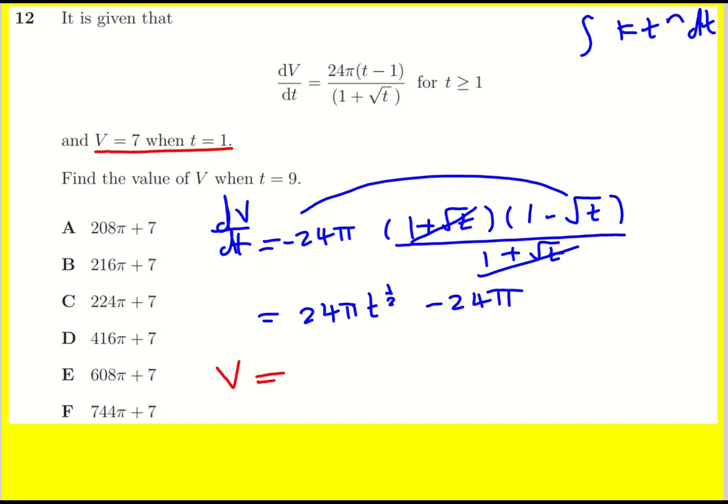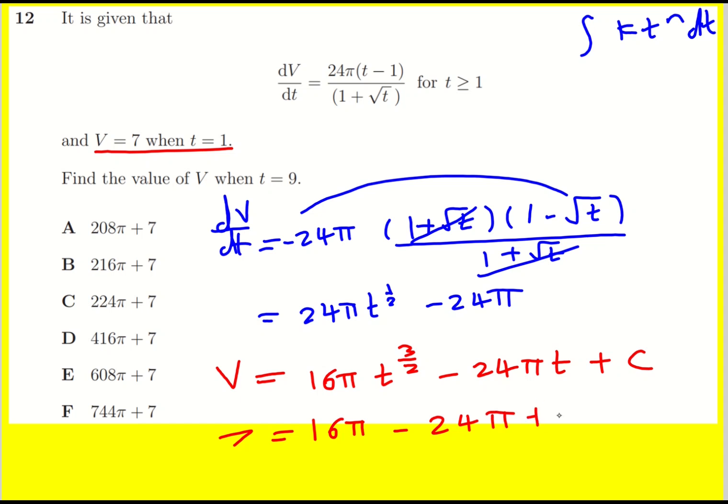So v, I'm not even going to write the integral sign down. V is just the integral of this. I'm going to get t to the 3 over 2, and then I'm going to times by 2/3, so I'll get 16 pi, and then a minus 24 pi times t plus c. Sub in the 7. So 7 is going to equal 16 pi times 1 to the 3 over 2. That's just 1. Minus 24 pi plus c. So that gives me minus 8 pi. C is going to be 7 plus 8 pi.